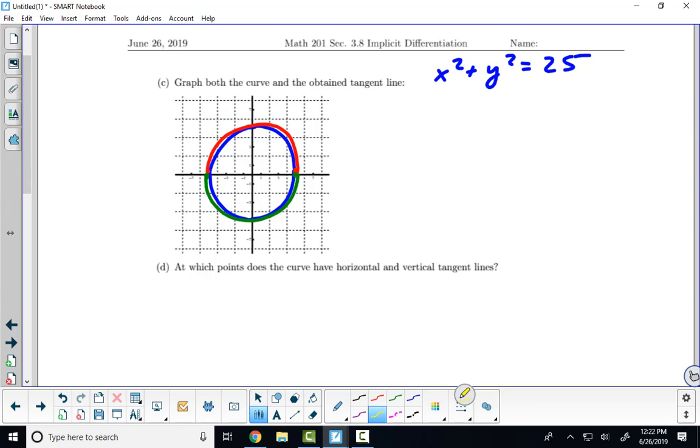Okay? Now, what were we just tasked with finding? We were just tasked with finding the equation of the tangent line at the ordered pair 3, 4. And we found that the equation of the tangent line was this line right here. y minus 4 equals negative 3/4 times x minus 3. That's what we just found.